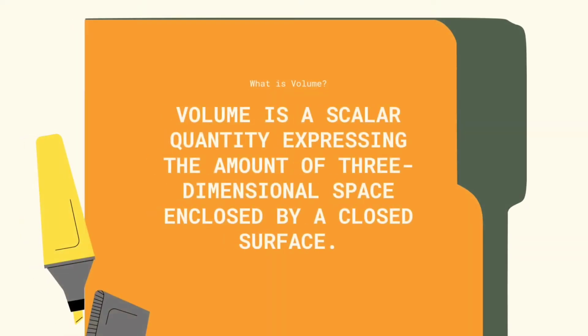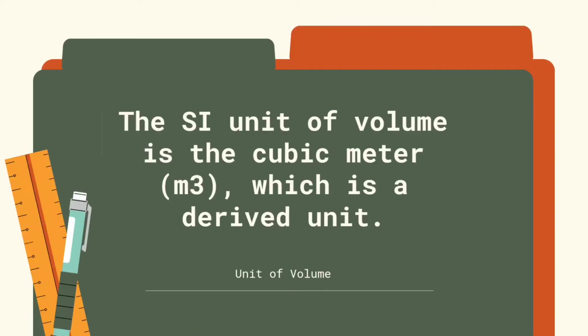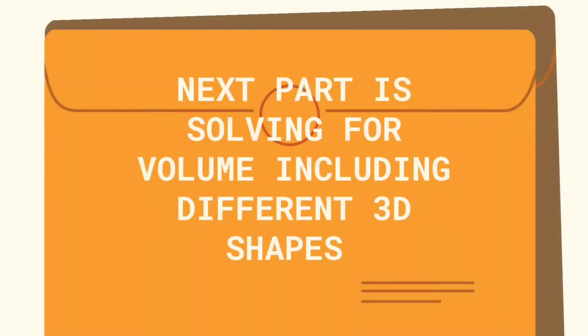Volume is a scalar quantity expressing the amount of three-dimensional space enclosed by a closed surface. What is the unit for volume? The SI unit of volume is the cubic meter, which is derived from a unit called m to the power of 3. For our next part, we will show you how to solve for volume including different 3D shapes.